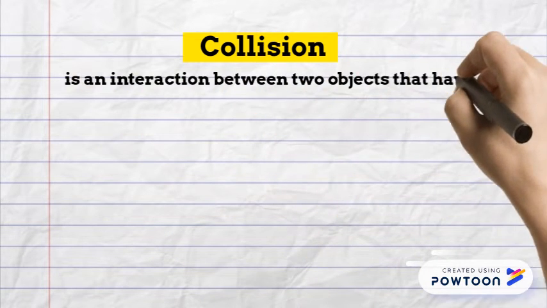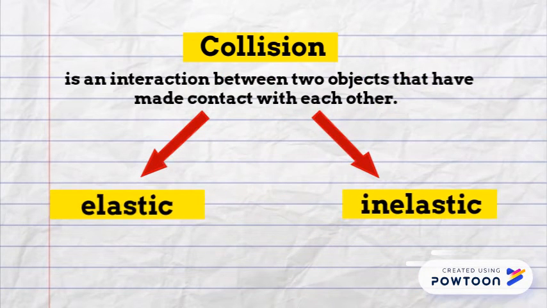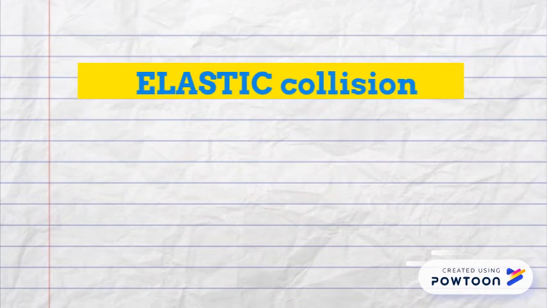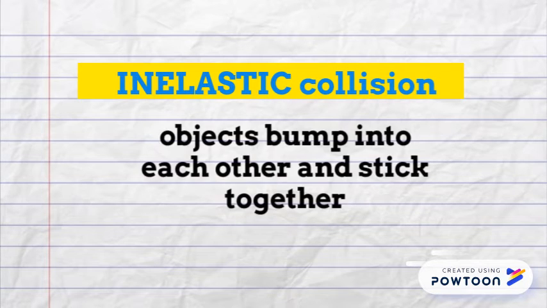Collision is an interaction between two objects that have made contact with each other. It can either be elastic or inelastic. An elastic collision is when objects bump into each other, then bounce away from each other. While an inelastic collision is when objects bump into each other and stick together.